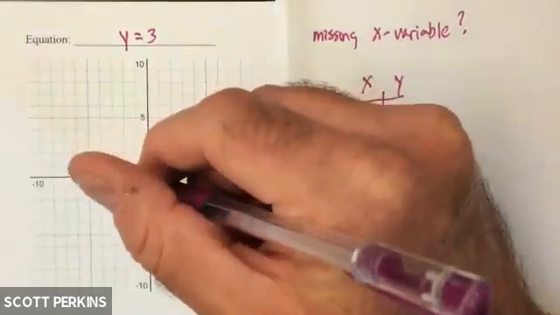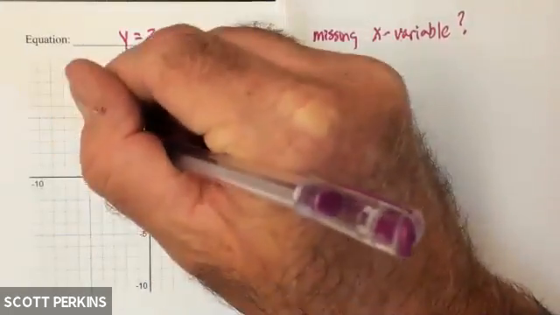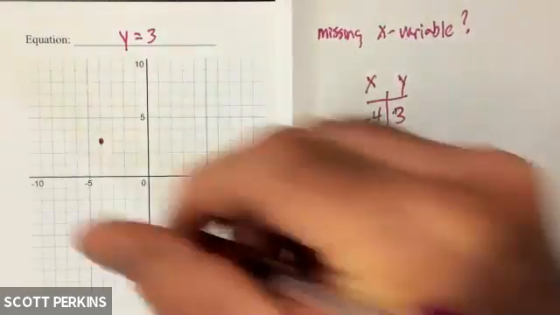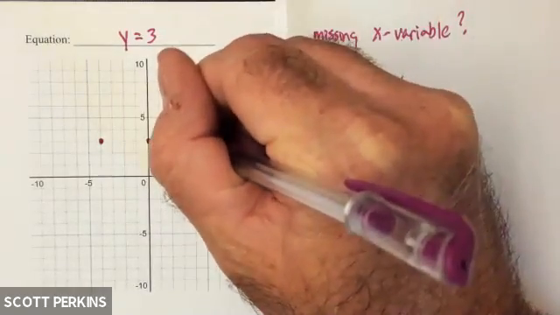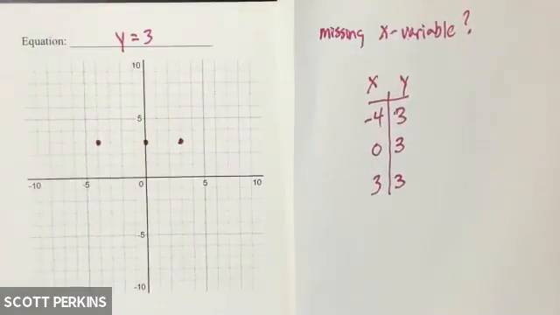So the y value is 3. So I've got -4 and then 3. So boom, there's a dot. 0, 3, boom, there's a dot. And 3 and 3. And you could plot as many other points as you want.